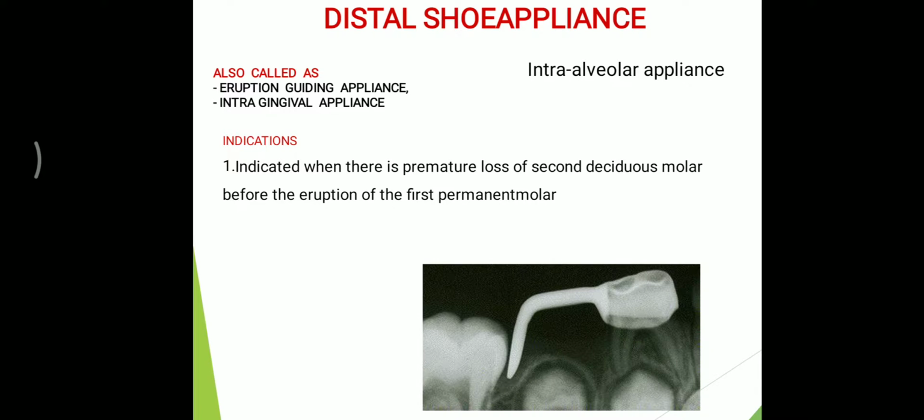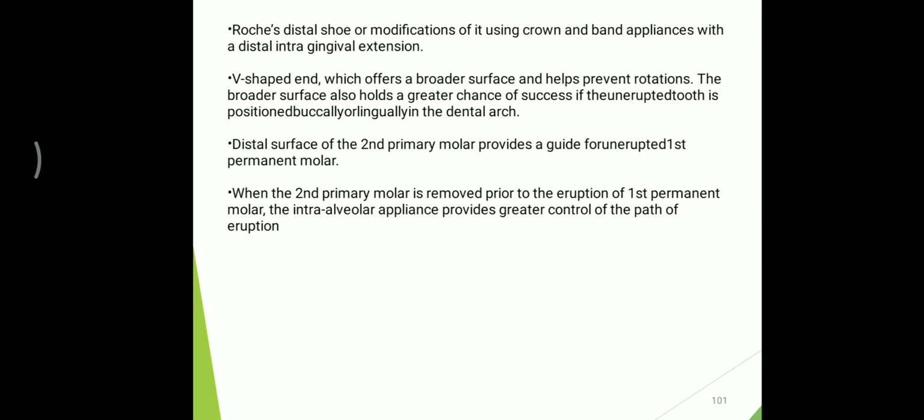Indications: it is indicated when there is a premature loss of the second deciduous molar before the eruption of the first permanent molar. Roche's distal shoe, or a modification of it using crown and band appliances with a distal intragingival extension with a V-shaped end, offers a broader surface and helps prevent rotations. The broader surface also gives a greater chance of success if the unerupted tooth is positioned buccally or lingually in the dental arch.